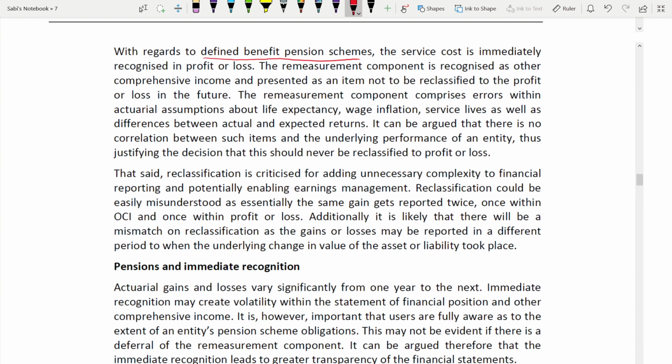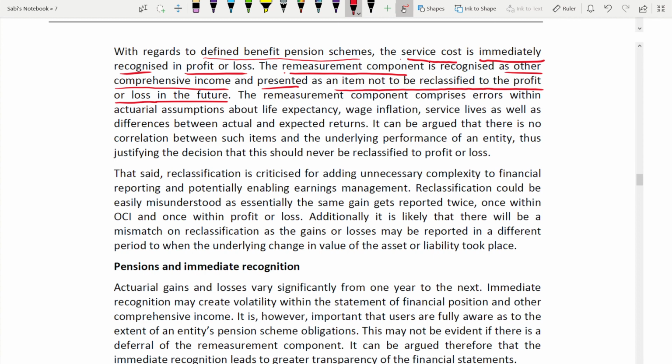The service cost is immediately recognized in P&L. Okay, so if it is a defined benefit pension scheme, the service cost is immediately recognized in P&L. The remeasurement component is recognized as other comprehensive income. So remeasurement comes where? It comes in OCI. And it is presented as what? Please note this. It is never reclassified or not reclassified. It is classified like this only, and you have to know the classification. It is presented as an item not to be reclassified to profit or loss in the future. It is always in the OCI only, relating to pension benefit scheme, if there's any remeasurement component.